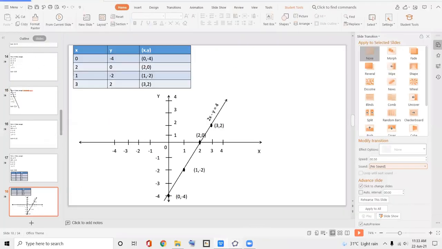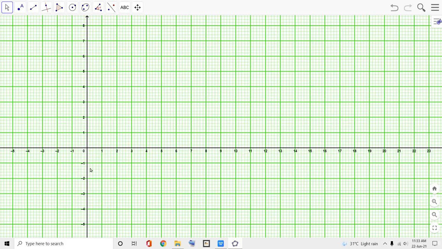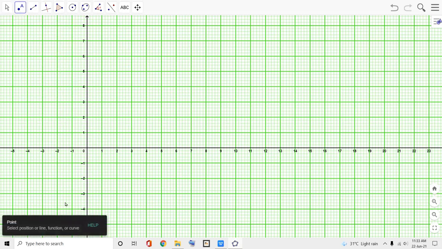So now we will plot these four x comma y values in the graph. Let us go ahead and plot them. The first value is 0 comma minus 4. So this is our 0 comma minus 4.